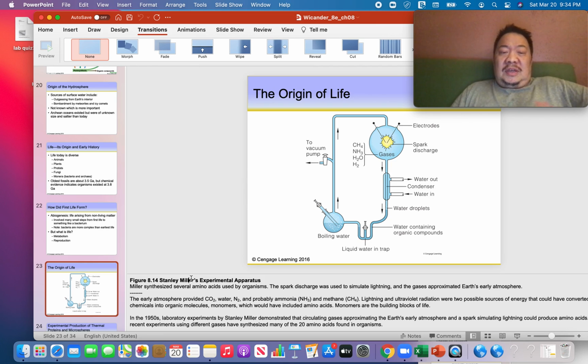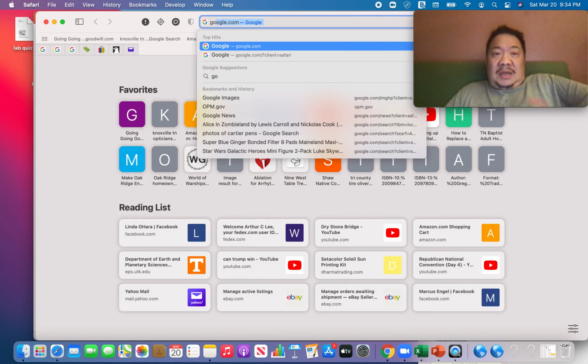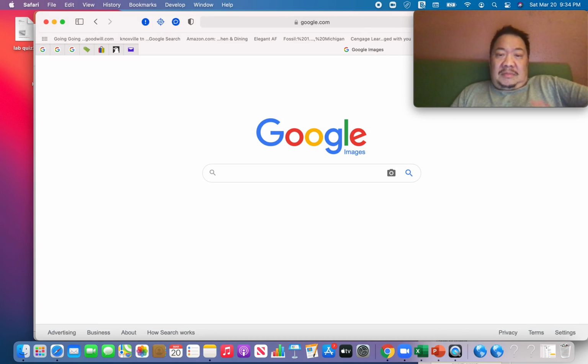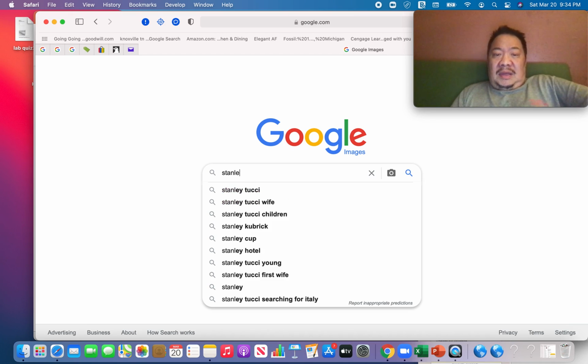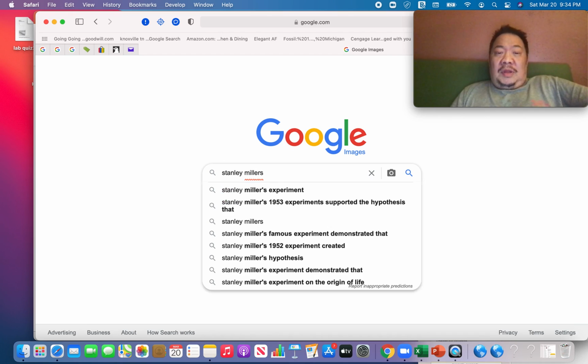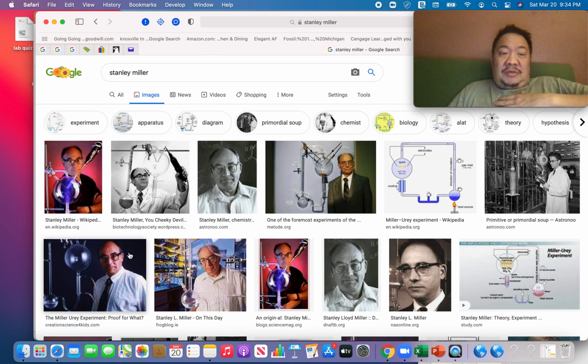The first comes from a man named Stanley Miller. Let's talk a little bit about Stanley Miller. Stanley Miller passed away in the 90s, but back in the 1950s, Dr. Miller, this is what he looked like when he was younger. He looked like this. Then this is what he looked like later on.